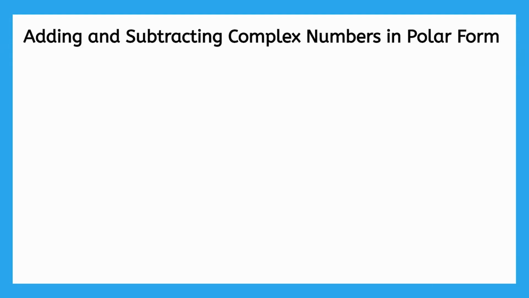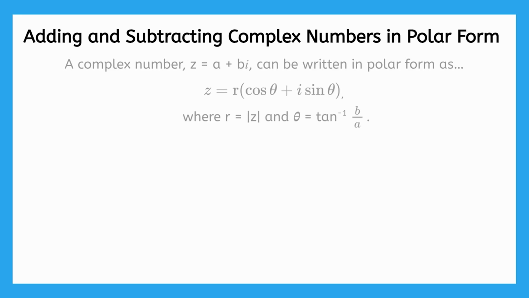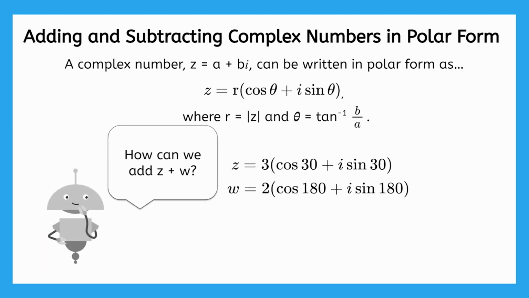First, we're going to tackle the process for adding and subtracting complex numbers in polar form. As a reminder, a complex number, z equals a plus bi, can be written in polar form as z equals r times cosine theta plus i sine theta, where r is equal to the modulus of the complex number, and theta is the angle of the complex number. So, how do you think we add two complex numbers, z and w?